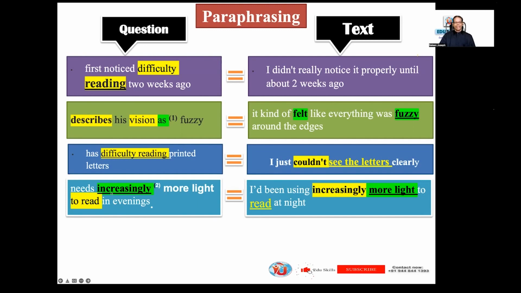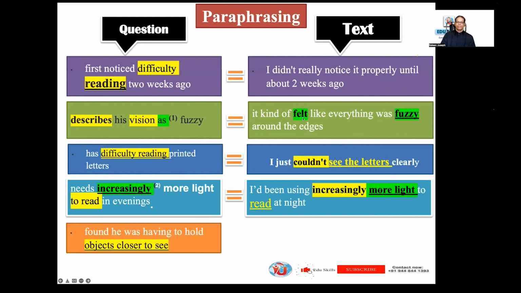You know, here everything says needs increasingly. This is a factual statement. Here the pronoun is used, he is explaining. See, I'd been using, I just couldn't. He has difficulty reading printed letters. So here it is said in factual statements, here it is said in first person. He is explaining, and this one here it is stated as factual statements in the questions.